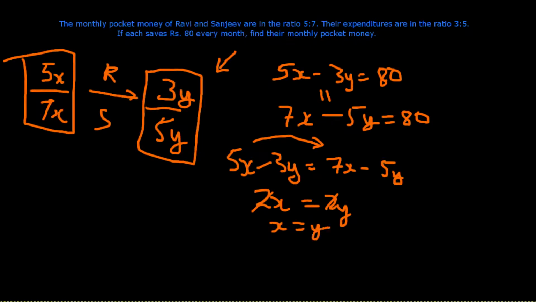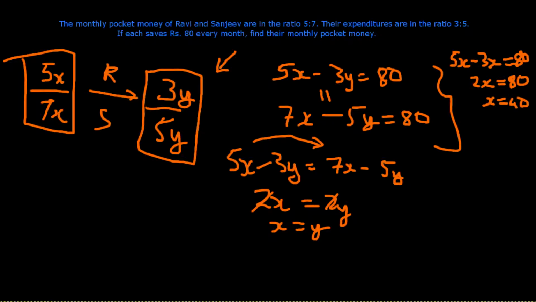So now let's just take any one of these equations. Let's take the first one. It has smaller numbers here. And replace the value of y. Now y is equal to x. You could also write this as 5x minus 3x is equal to 80. That means 2x equal to 80. That means that x is equal to 40. And since y is equal to x, y is also equal to 40. You could verify this with the second equation as well. So you'll get 7x minus 5x is equal to 80, which is 2x equal to 80. Again, x is equal to 40.